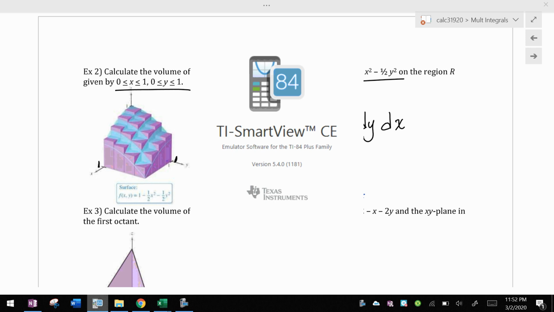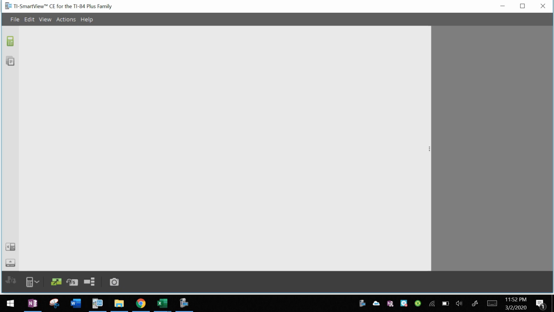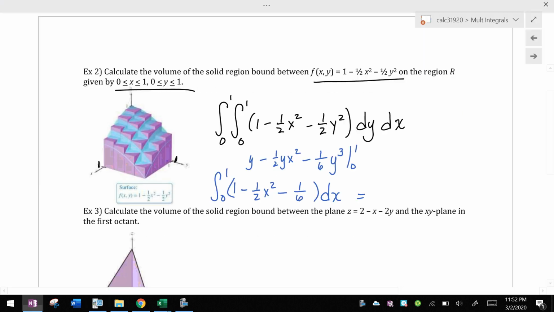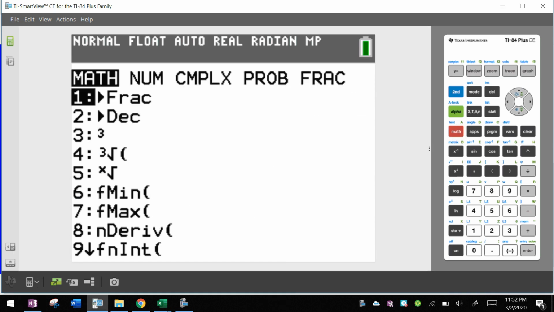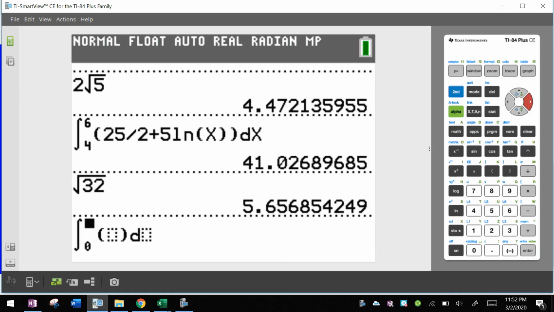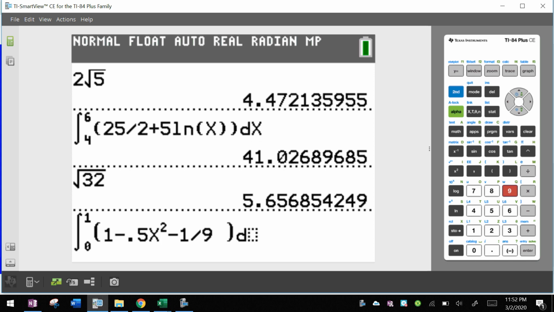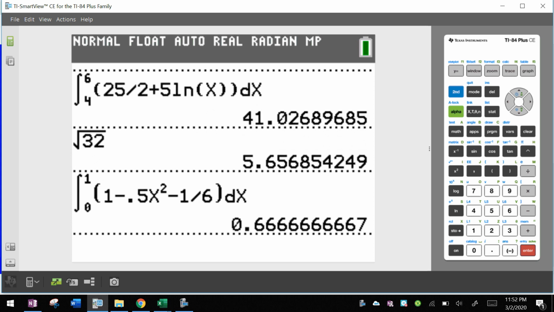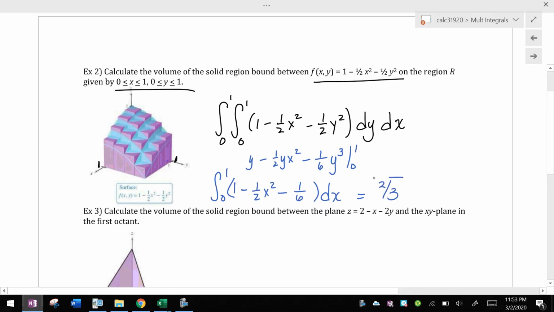So, come on, calculator. Let's go. Oh, I'm tired just waiting for this thing. 1 minus 1/2 x squared minus the sixth. So, that's 0 to 1, 1 minus 1/2 x squared minus 1/6. Nope, that's a 6. dx. 2/3. There you go. 2/3. That's your volume.